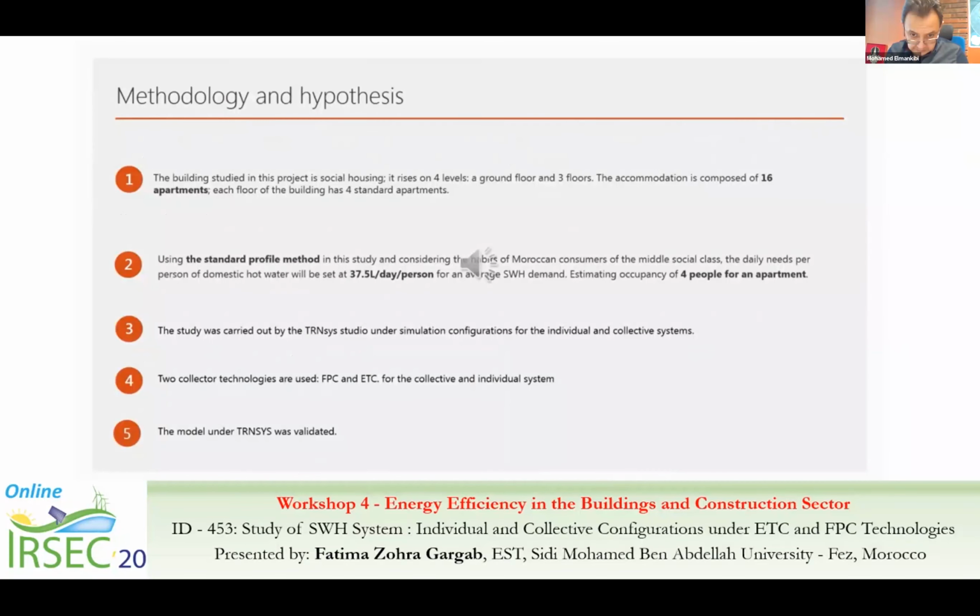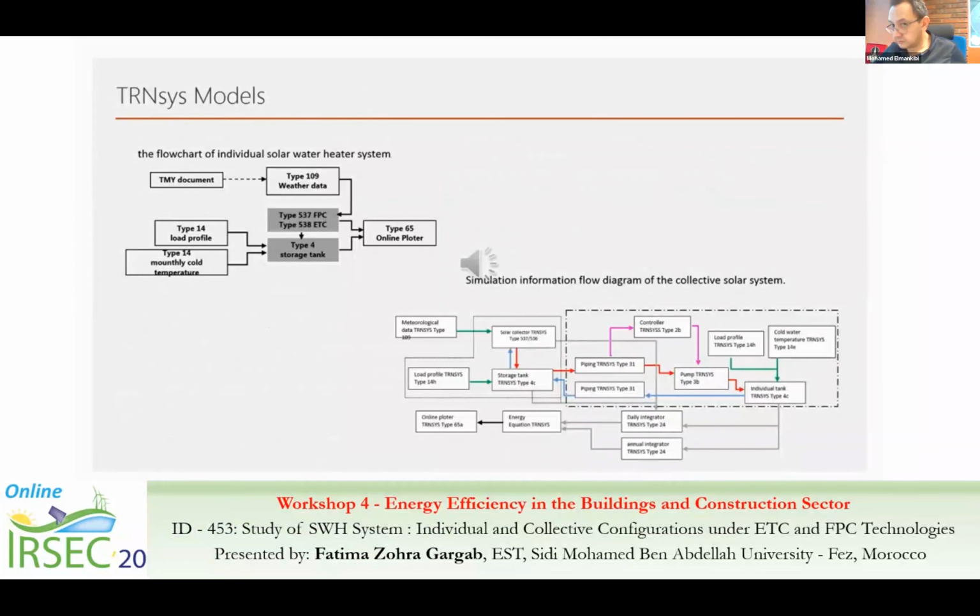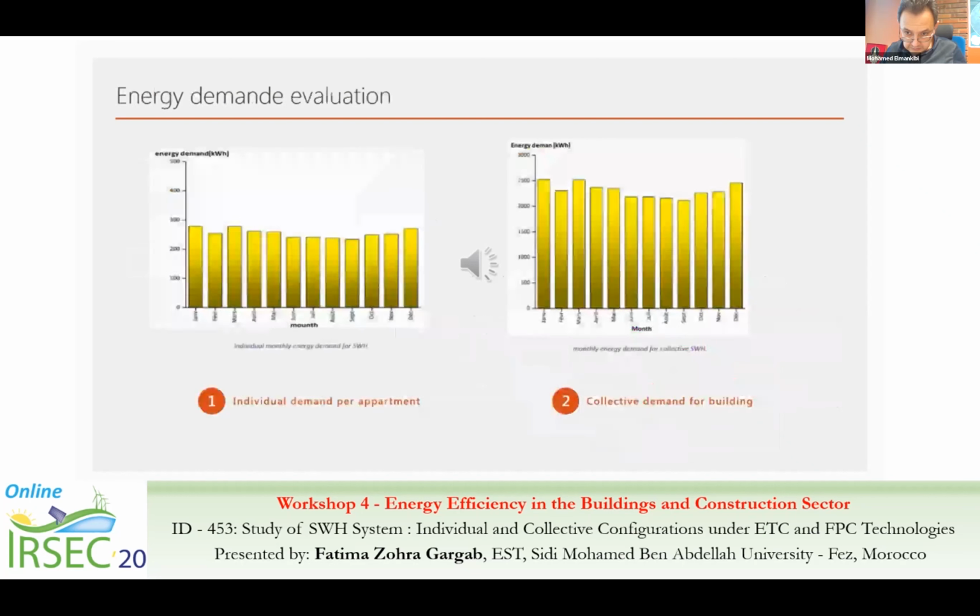Simulations were carried out for specific demand of 37.5 liters per person for a building of 16 apartments. We have here the simulation models for collective and individual systems. First, the energy demand was calculated for two cases.